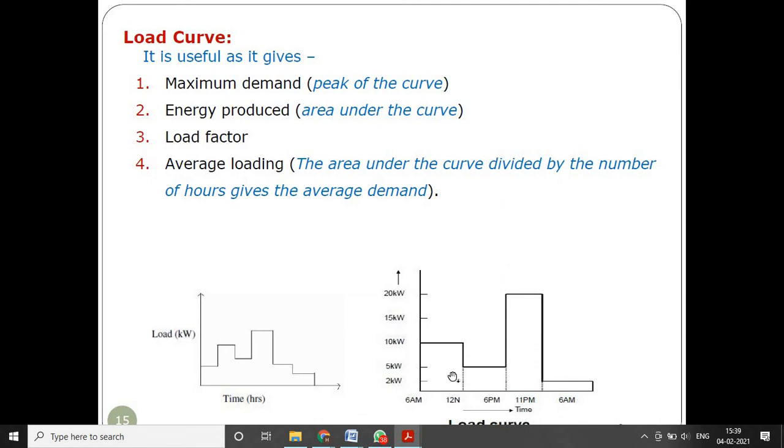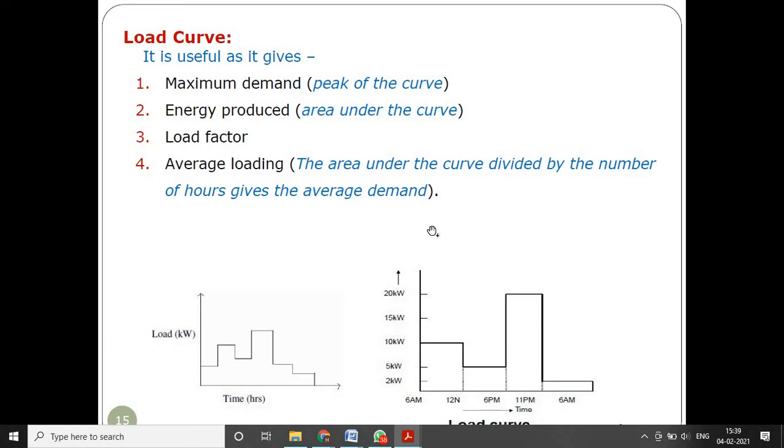From this particular graph, the data we have to find out is the maximum demand. So here you can see the maximum demand is 20 kilowatt. Energy produced means what? Area under the curve. The area of this curve means this rectangle plus this rectangle plus this large rectangle and this small rectangle. The area of this total curve will give you the total number of units or energy produced. And load factor also.